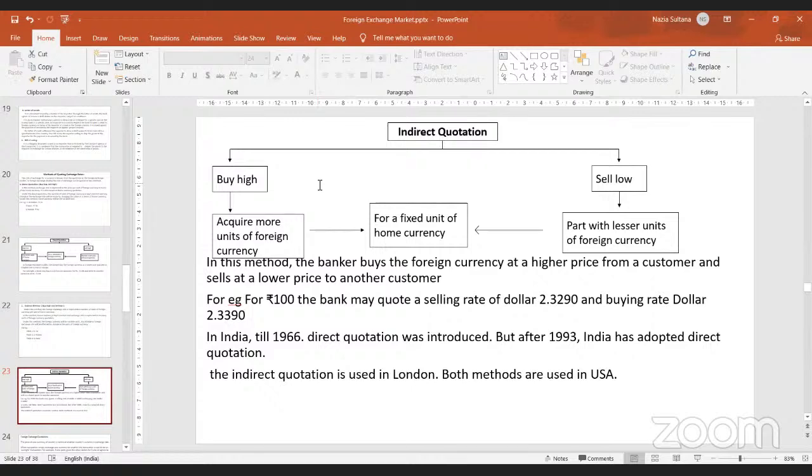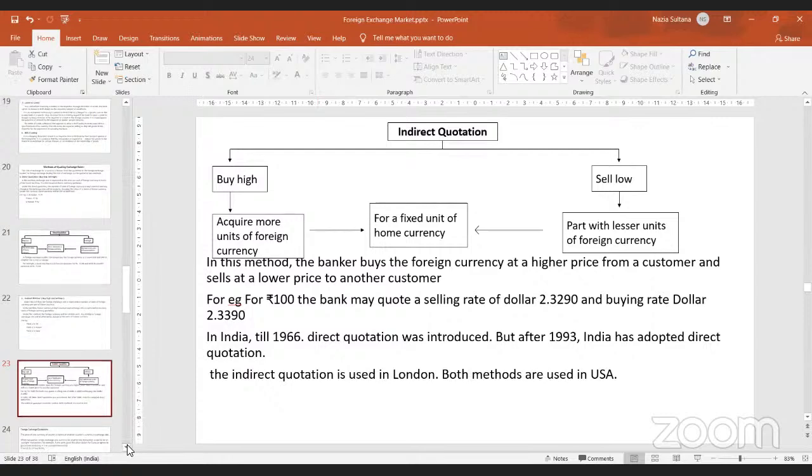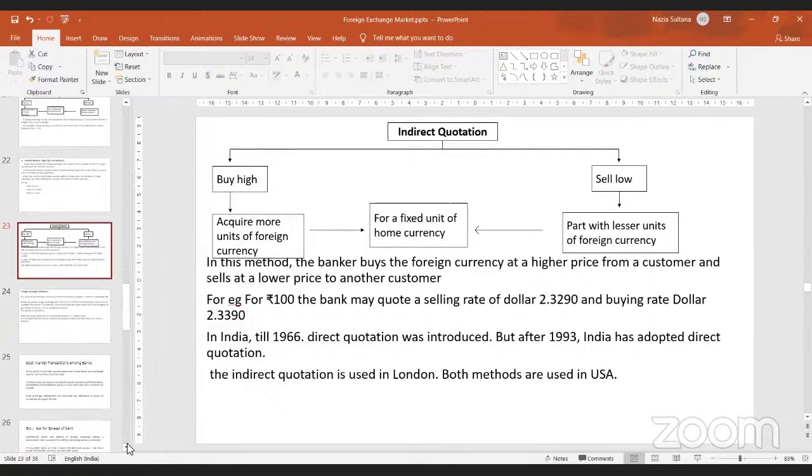The indirect method has not been used in India since the year 1993, but in some countries of the world the indirect method is also used, like London. In some countries you use both methods depending upon the situation, whether direct or indirect. Both can be used.